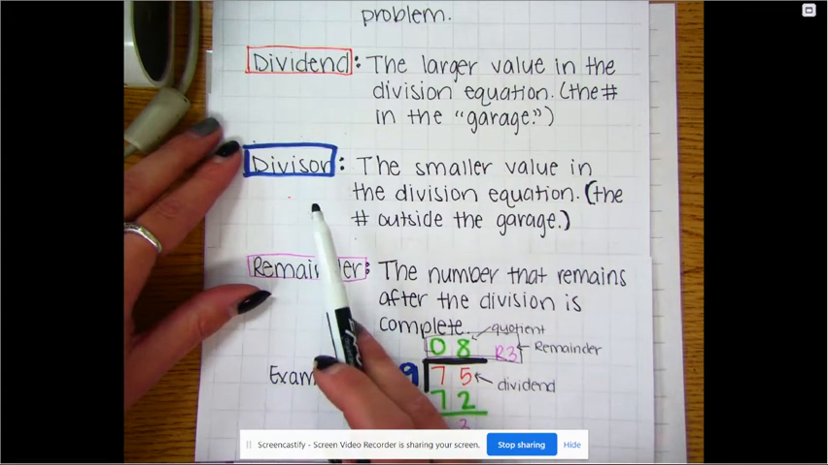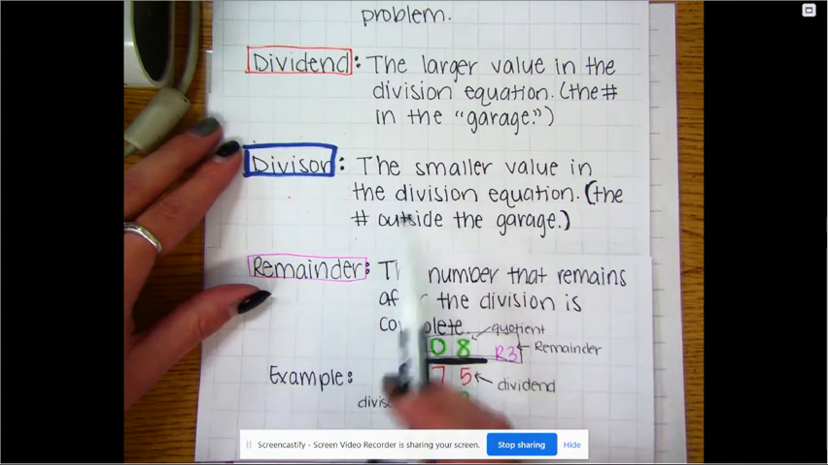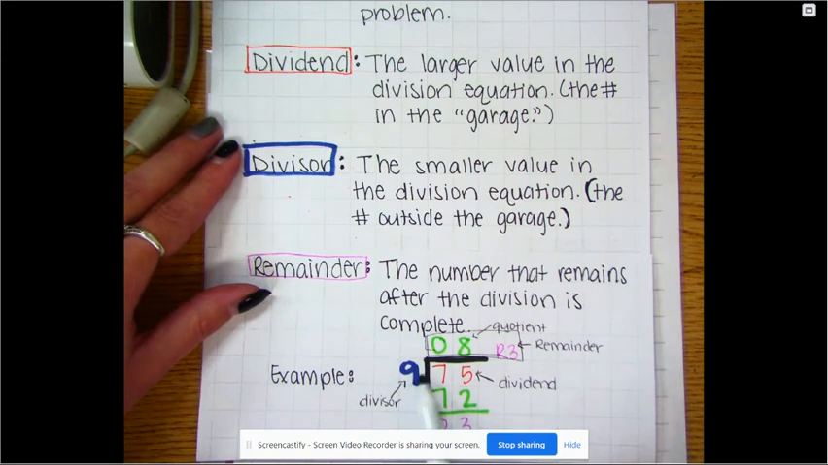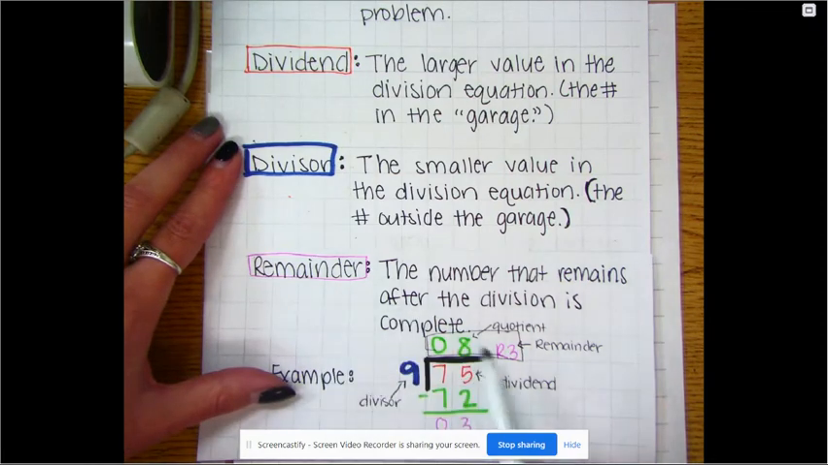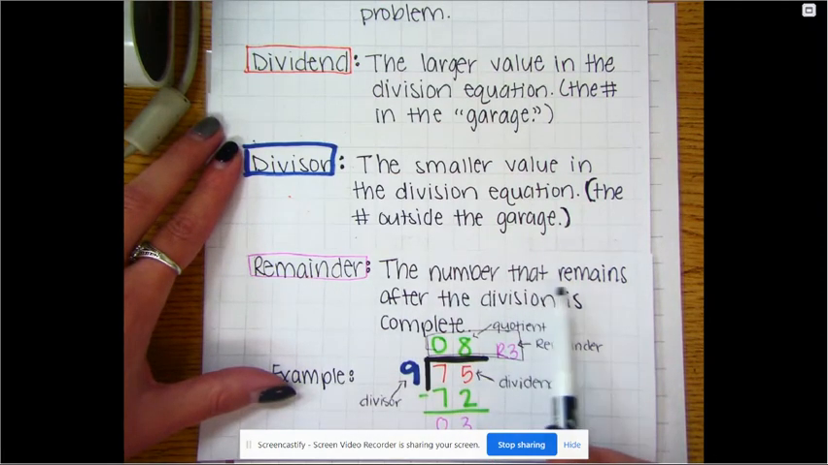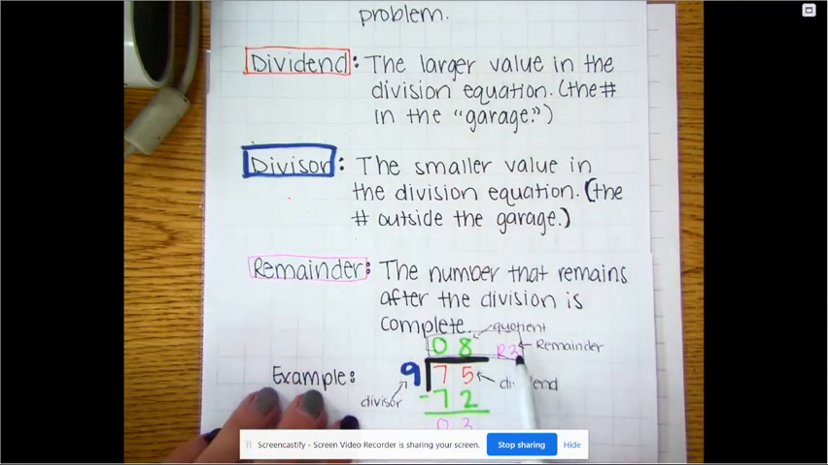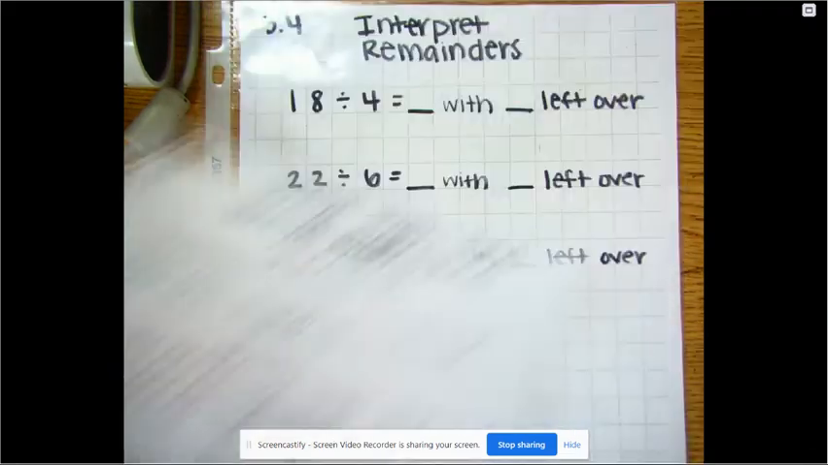The divisor, the smaller value in the division equation, goes outside. So that would be like the car that's not worth as much. It stays outside the garage because its value is less. And the remainder, that's the number that remains after the division is complete. That's this right here. What is left over? So we're going to talk about what is left over, the remainder today.